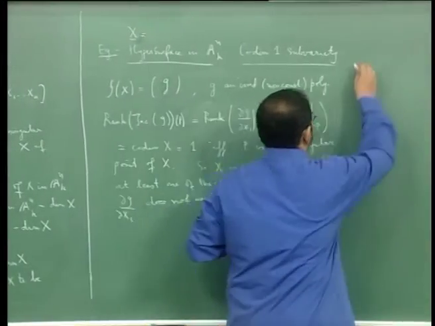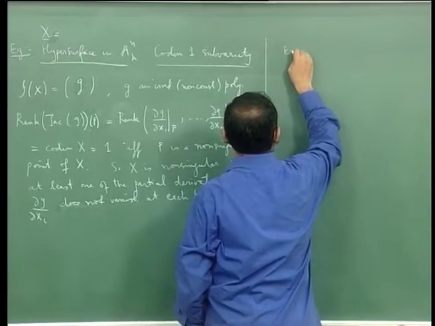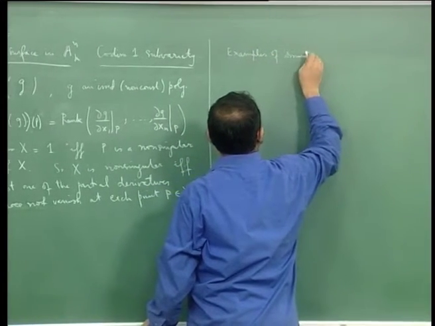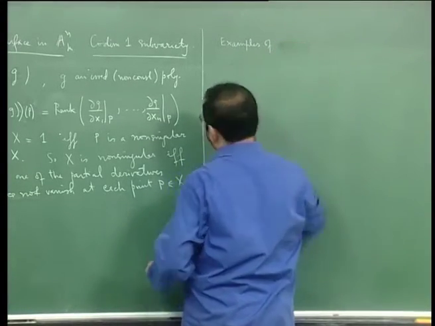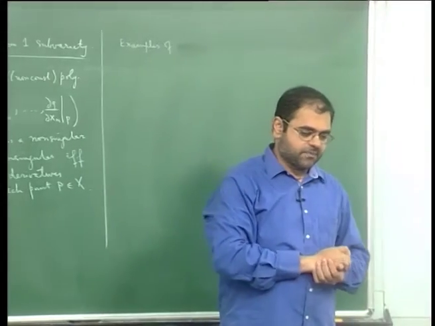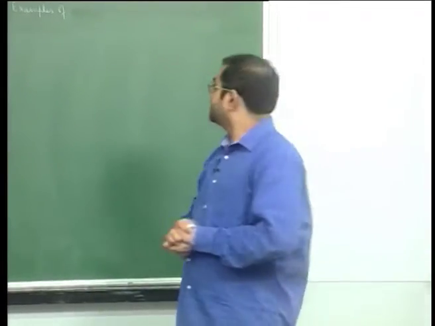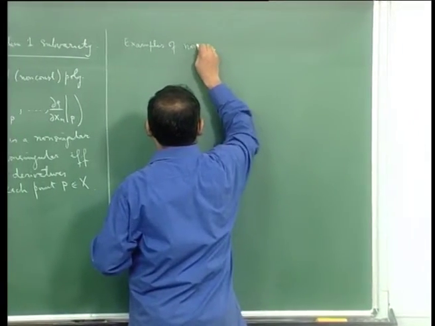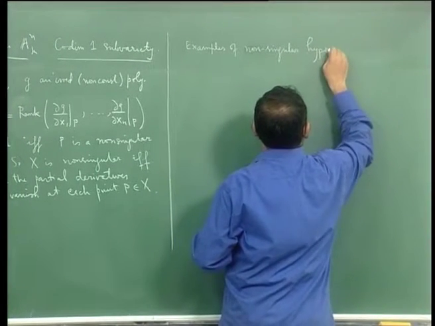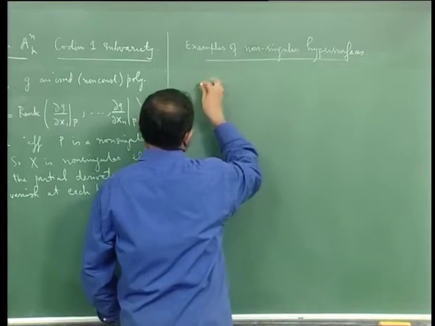So examples of smooth, I keep using the word smooth, but in algebraic geometry the word smooth is reserved for something more general than this, so the word that we use is actually non-singular. So examples of non-singular hypersurfaces are, well, hyperplanes.